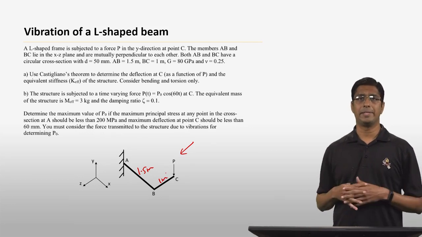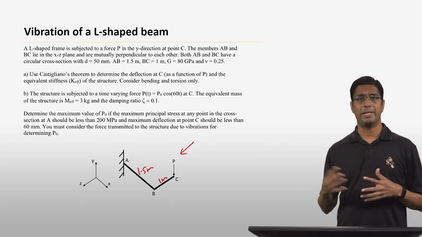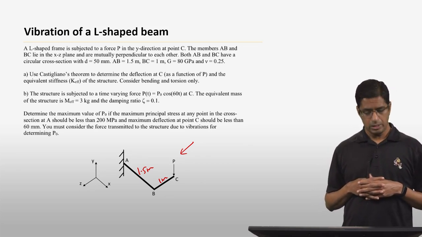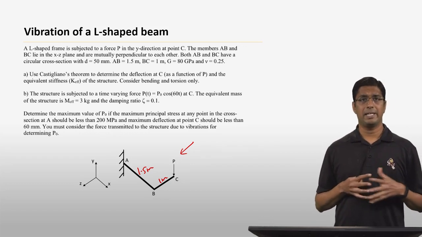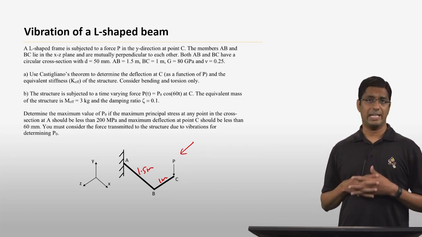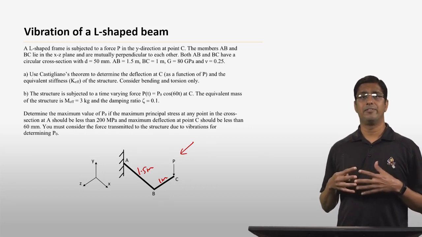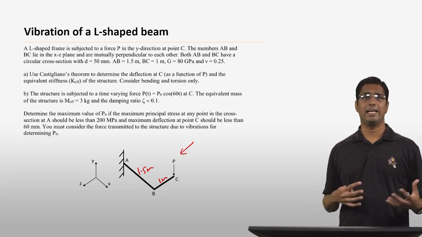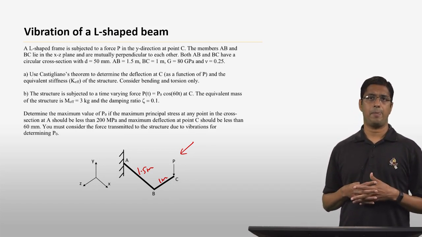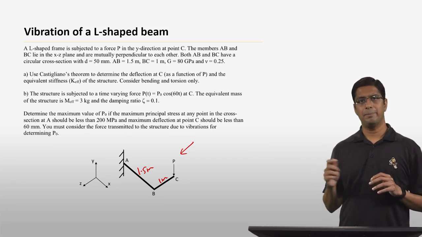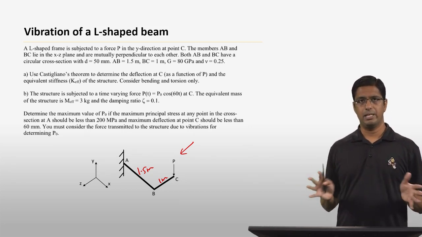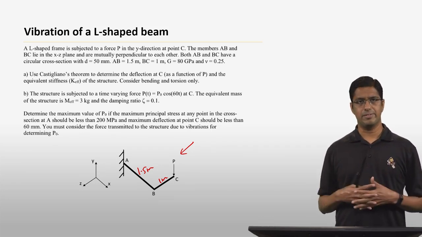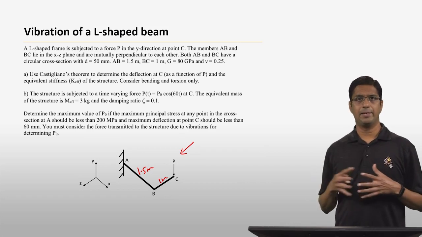We are also given some of the material properties. The shear modulus is 80 GPa and the Poisson's ratio is 0.25. The first part of the problem is somewhat simpler. Part A asks you to use Castigliano's theorem to determine the deflection at C as a function of P and use that to calculate the equivalent stiffness of the structure. We consider only bending and torsion and ignore the effect of direct shear. So the first part is fairly simple. It's just calculating the equivalent stiffness of the structure for the given loading configuration.